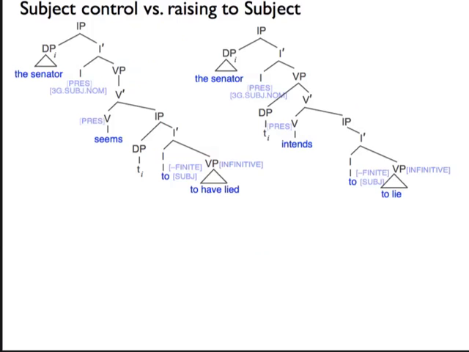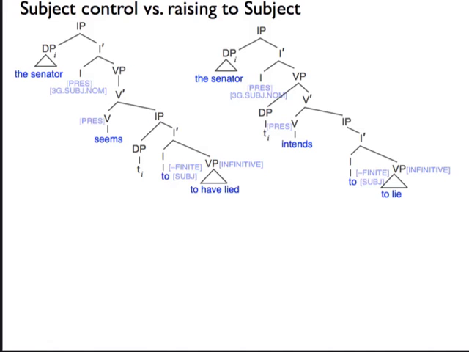Now, the hard thing at some level about the raising construction is that it is superficially, in terms of the structure and the words and the grammatical glue and everything, indistinguishable from another construction that we want to treat differently. So if we have the senator seems to have lied, that's the raising construction. And we also have things like the senator intends to lie. That looks to be the same thing, right? The senator seems to be in trouble.